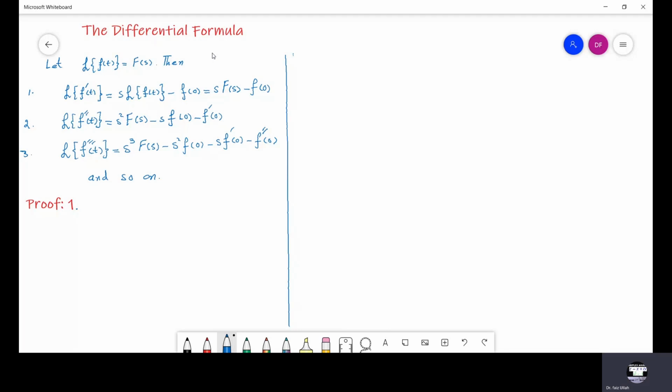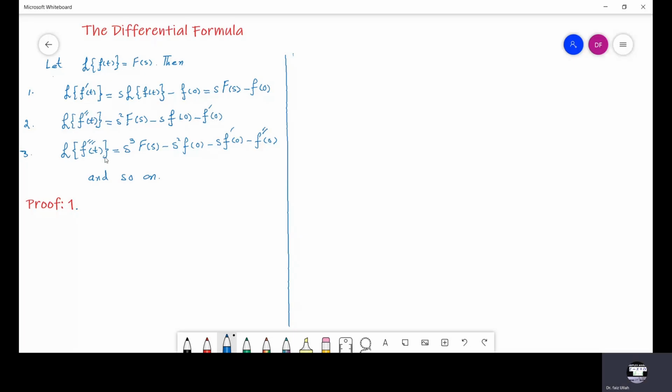The differential formulas. Let us see the Laplace transform of f dash of t, f double dash of t, and so on. If we denote the Laplace transform of f of t by capital F of s, then the first formula is Laplace transform of f dash of t is equal to s F of s minus f of 0. The Laplace transform of f double dash of t, the second formula, is given by s square F of s minus s f of 0 minus f dash of 0. So we can see that the first two terms are obtained just by multiplying these two terms with s and then subtracting f dash of 0.